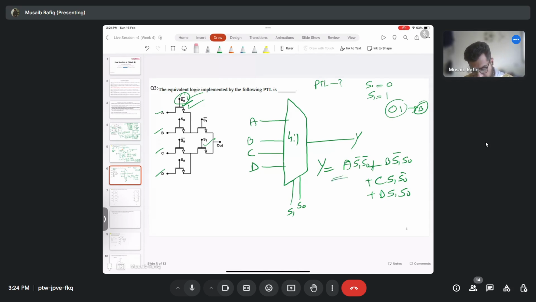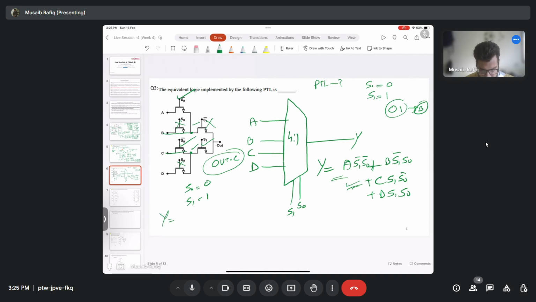So let me just show you exactly what happens. S0 is 0, S1 is 1. That means this is on and this is on. These two are off, right? Now what happens? This B gets passed up to here and C gets passed to here. Now based on the value of S1, either this will get passed or this will get passed, but S1 is 1, so this is off, this is on, so output will be C, right? So this is also correct.